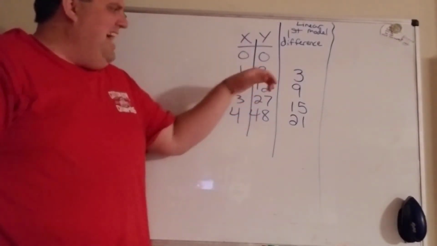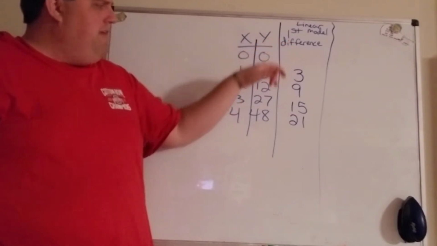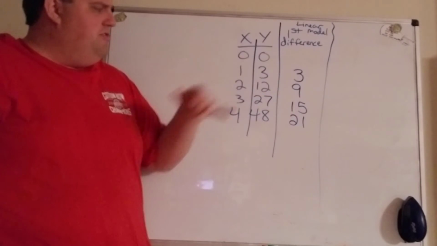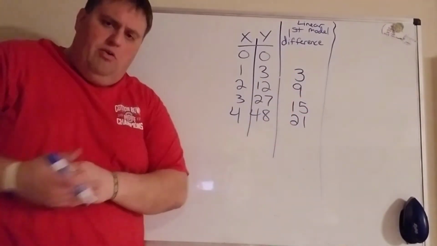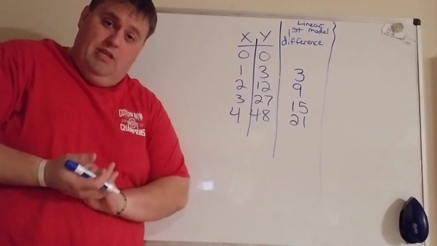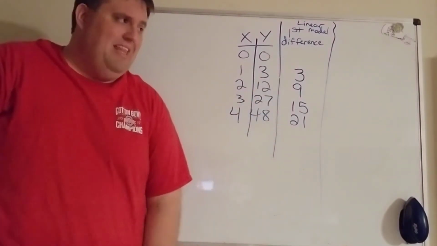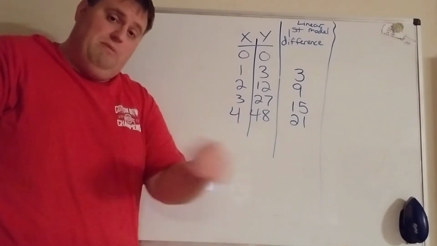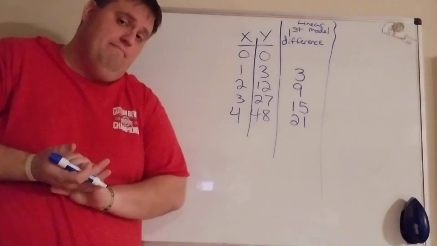So I subtracted the second y value minus the first y value. Second y value minus the first y value. Second y value minus the first y value. And then I just wrote those differences here. If those turned out to all be the same number, then this would be a linear model. All right, this would be something linear is going on. We have a constant rate of change. It's changing by the same number every single time. As you can see, that didn't happen.